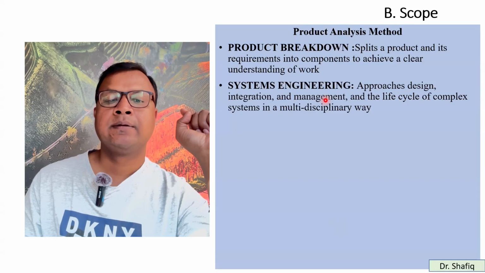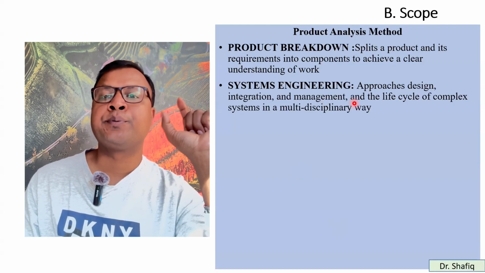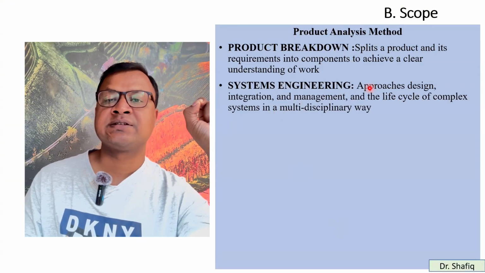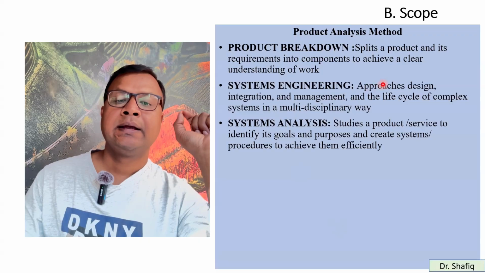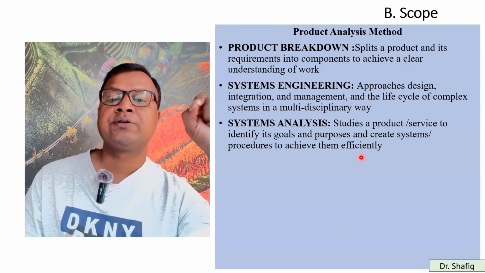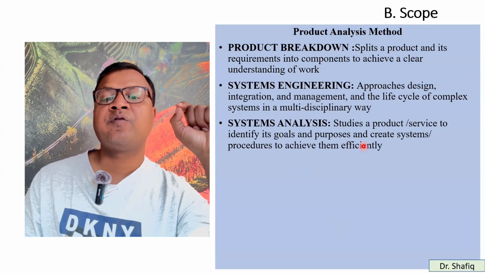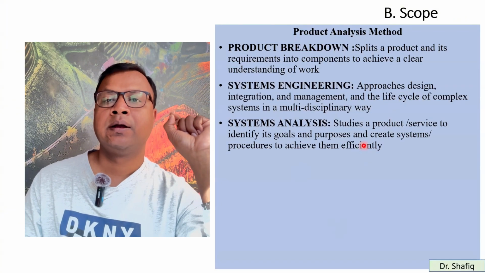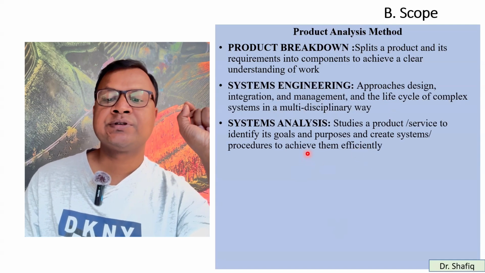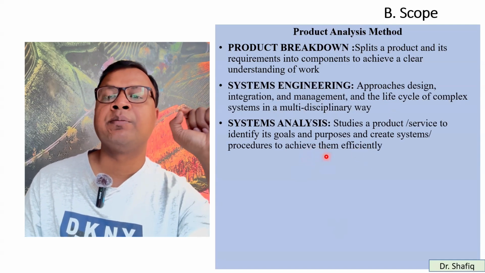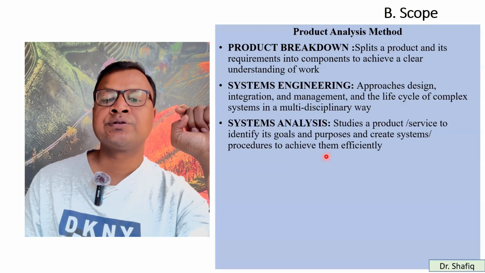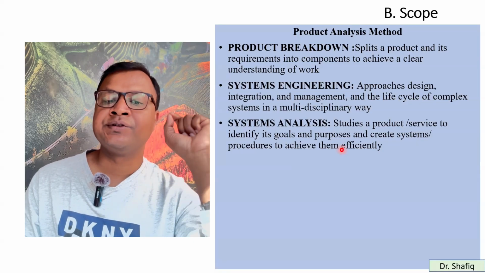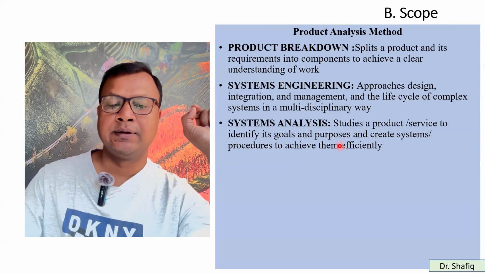System engineering is a systems approach to the design, integration, and management of the life cycle of a complex system in a multidisciplinary way. Then system analysis actually studies a product or service to identify its goals or purpose, so that it will deliver value to the stakeholder. It creates system procedures to achieve them efficiently. To achieve the goals and purposes, we have to have system engineering and you have to analyze systematically.